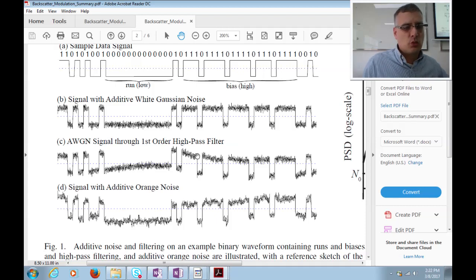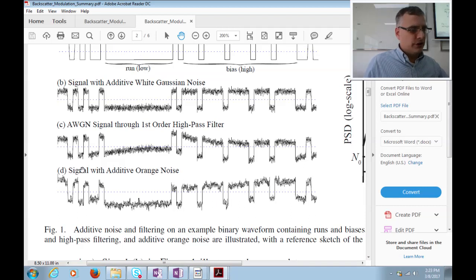Then all of a sudden I get some ones and zeros again. And even though I've got it broken up by some occasional zeros, this bias of ones still tends down close to here such that it becomes difficult by just doing a threshold test, seeing which is a one and which is a zero. And so in case D, we don't run it through a filter, but we add orange noise, and that is low frequency noise that has that 1/f characteristic. And you see that some of the same problems exist.